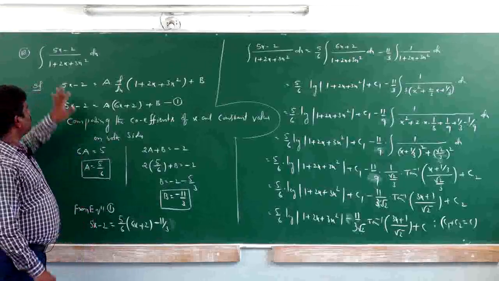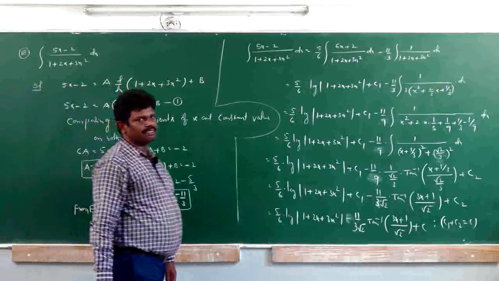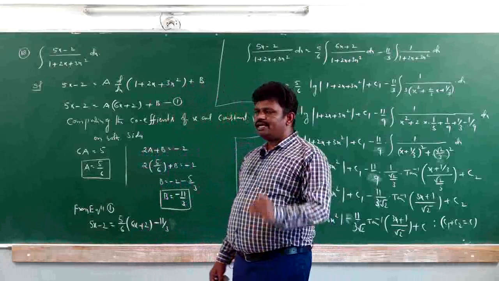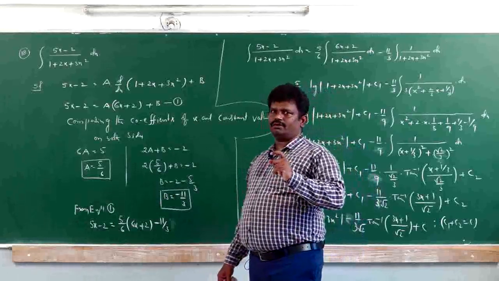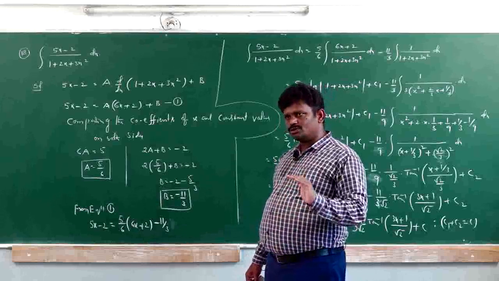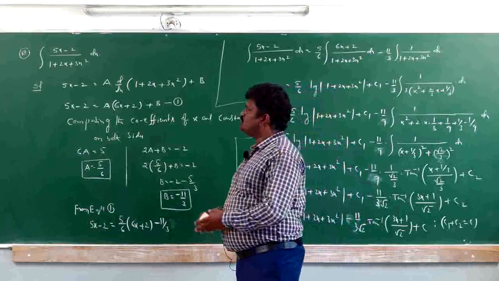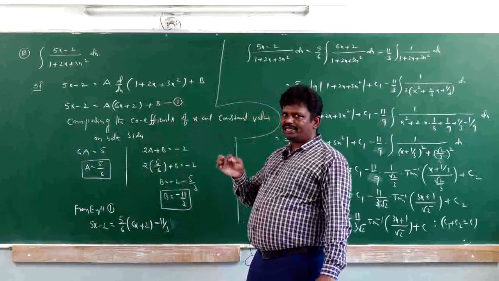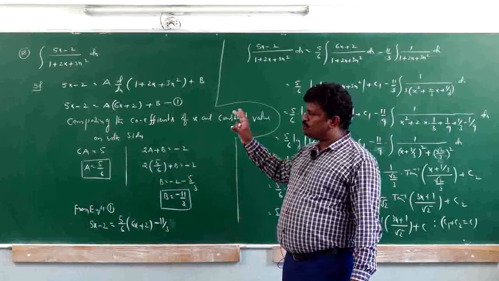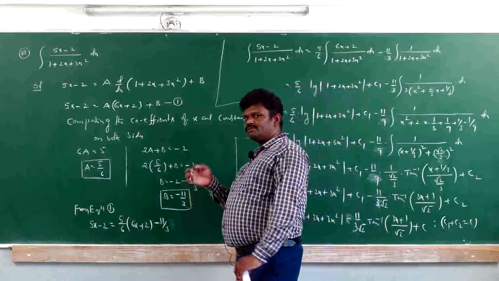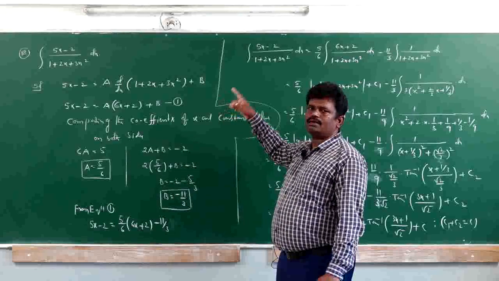Right, Sima? So 18th question: integral of 5x minus 2 by 1 plus 2x plus 3x square dx. I already explained integrals of some particular functions: 6 results and 2 methods, the 7th and 8th. So this is the 8th method problem: integral of px plus q by ax square plus bx plus c dx. Then we take px plus q is equal to a into d by dx of the denominator plus b.